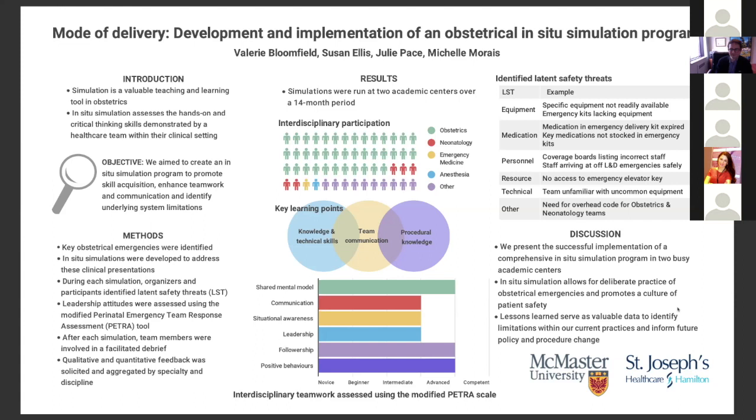And finally, feedback suggested improved procedural knowledge, or what we're describing as the ability to function effectively within a clinical setting. So for example, participants noted improved knowledge in equipment use, how to activate team members, how to transfer care from one area of the hospital to another. Interdisciplinary teamwork was assessed using the PETRA framework. Teams demonstrated an advanced level of shared mental model, followership, and positive attitudes. An intermediate performance was noted for communication, situational awareness, and leadership.